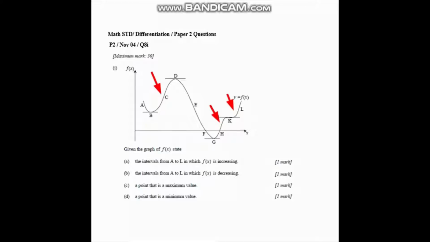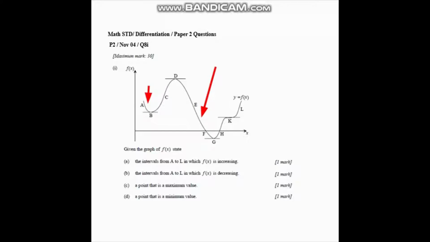Not from G to L, because at K the function is not increasing. At K the function is horizontal. The tangent is horizontal, so this is a turning point or something called an inflection point. So you cannot say from G to L. You have to say from G to K and from K to L. Next, I want to find the intervals from A to L in which f of x is decreasing. So obviously from A to B, from D to G.